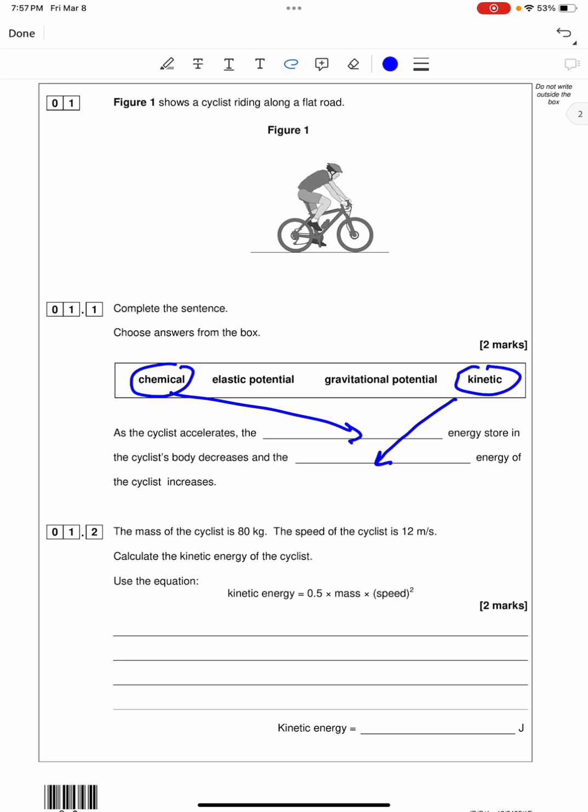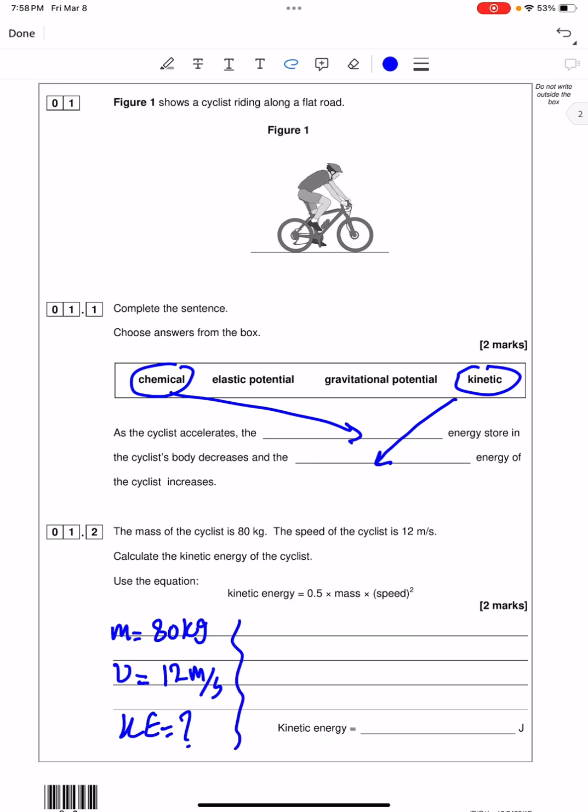Second part is the mass of the cyclist is 80. So M is equal to 80 kilogram. Nice, we don't have to convert anything. The speed of the cyclist, let me write this down, speed, V, is equal to 12 meter per second. So what do they need? What they want from us? Calculate the kinetic energy.